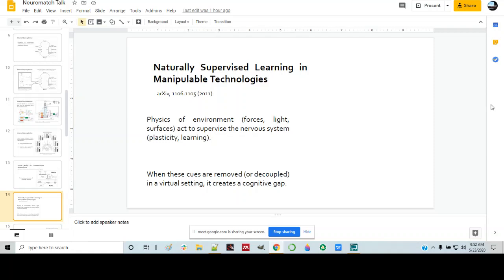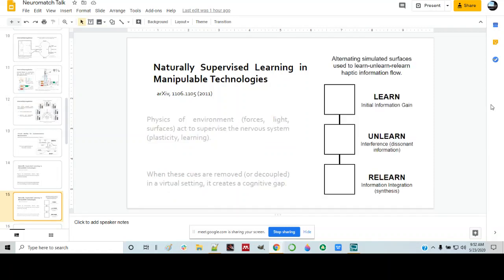So basically the idea here is that the physics of the environment that you have in front of you, the forces that you encounter from feedback with surfaces, the light that you see by, act to supervise the nervous system. So it acts to supervise things like plasticity and learning. When the cues of your physical environment are decoupled or removed, and this often happens in a virtual setting, it creates a cognitive gap. And so we can exploit this, or induce this, through experimental design.